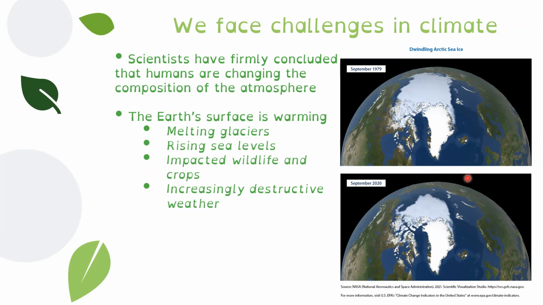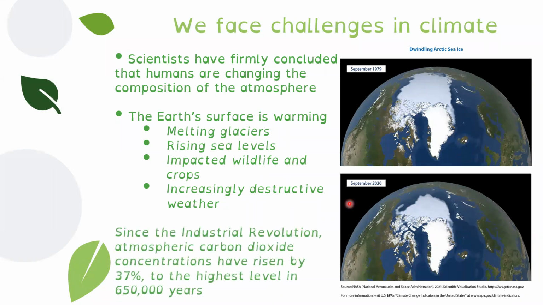And you can see in this graphic that in 1979, you could see the ice, all of this white at the North Pole, the northern part of the Earth. This is Greenland, here's Canada. You can see this big sheet of ice, whereas in September 2020, a couple of years ago, you can see from the same view how much of that ice has been reduced. We're losing a lot of that ice, and what are the impacts? The sea levels are rising, and that's going to continue to impact us.